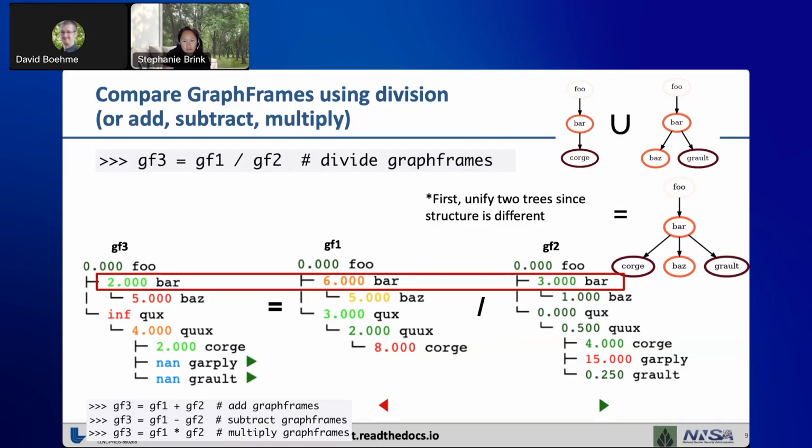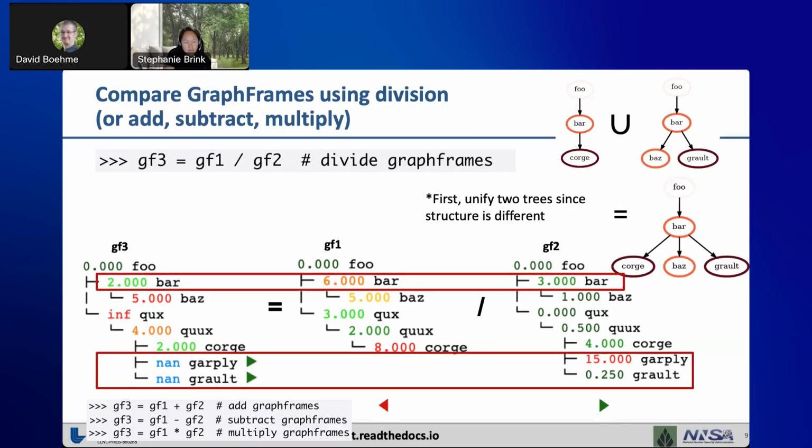So the way to read this is the middle one over the right graph, and the result here is on the left. So 6 over 3 gives us a result of 2 associated with bar. And then for nodes that don't exist in one of the 2 trees, so for example, Garpley and Grout down here only exist in GF2, we're going to include those because they're part of our union tree. But in Python, when you divide nothing by a value, you get NaN.